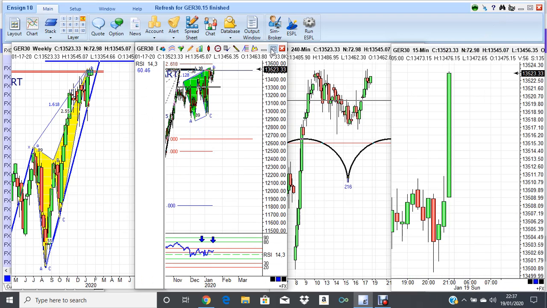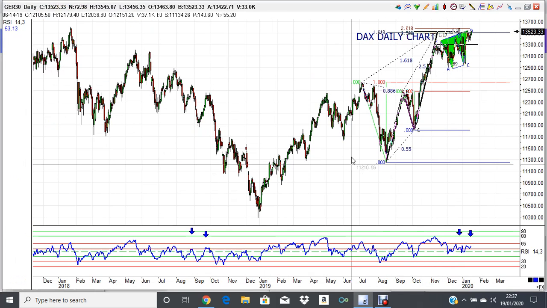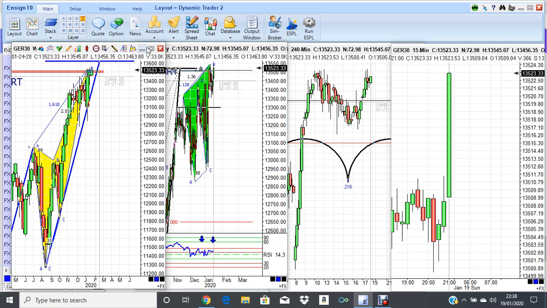Well, that 3 drives pattern is still valid on the daily chart. You've got your ABCDs, your 1.618 coming in. We've also got a little bit of divergence on the daily chart here as well, that we're high over here, and now. So that's interesting. If we look at the weekly, I think I've got the weekly up as well.